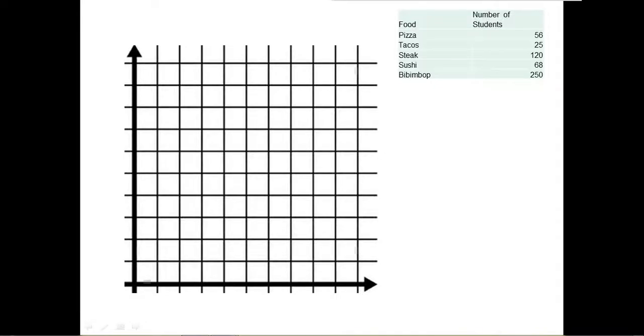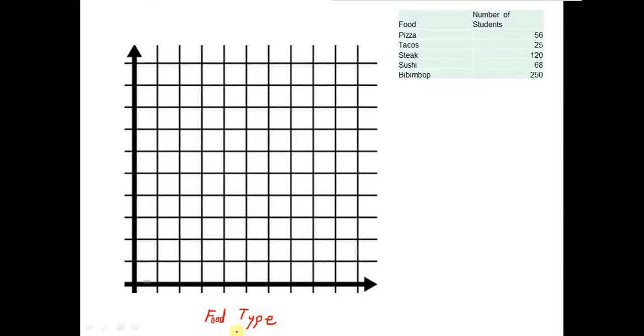I first need to decide which variable is going to go on the x-axis and which on the y-axis. Remember, the x-axis, this horizontal one, is the independent variable, and that's what we can control. What we can control is the categories of food that we ask people about. So that's going to be on our x-axis, the food. I'll go ahead and label that right now. I'm going to label food type.